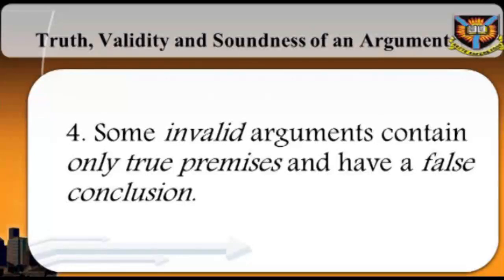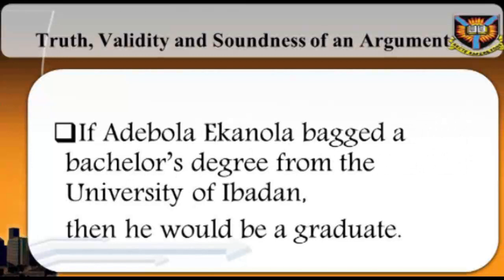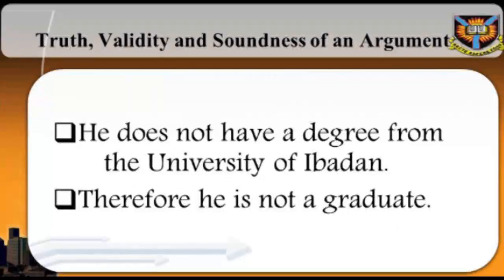4. Some invalid arguments contain only true premises and have a false conclusion. This is illustrated by an argument exactly like the previous example. In form, change only enough to make the conclusion false. If Adebola Ekanuola bagged the bachelor's degree from the University of Ibadan, then he will be a graduate. He does not have a degree from the University of Ibadan, therefore he is not a graduate. The premises of this argument are true, but its conclusion is false. This example underscores our point that it is impossible for the premises of a valid argument to be true and its conclusion to be false.